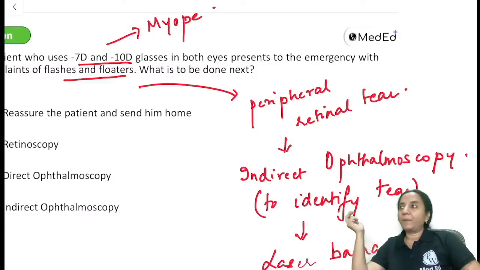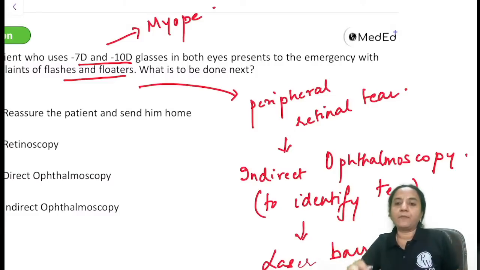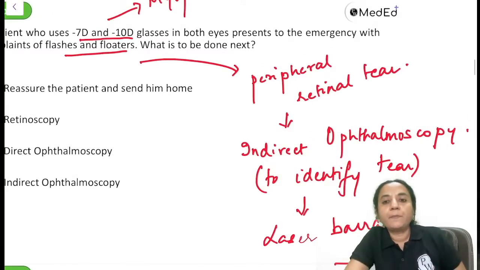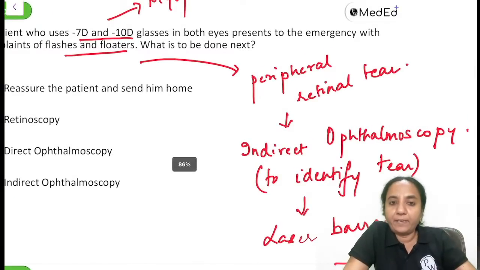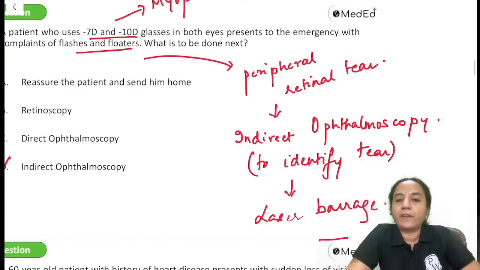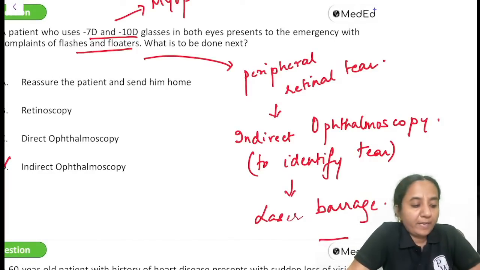Okay, so a myopic patient presenting to us with sudden onset flashes and floaters, this may be suggestive of a peripheral retinal tear. So if I want to examine the peripheral retina, what do I have to do? I have to do indirect ophthalmoscopy. I identify the tear and I close the tear with laser.